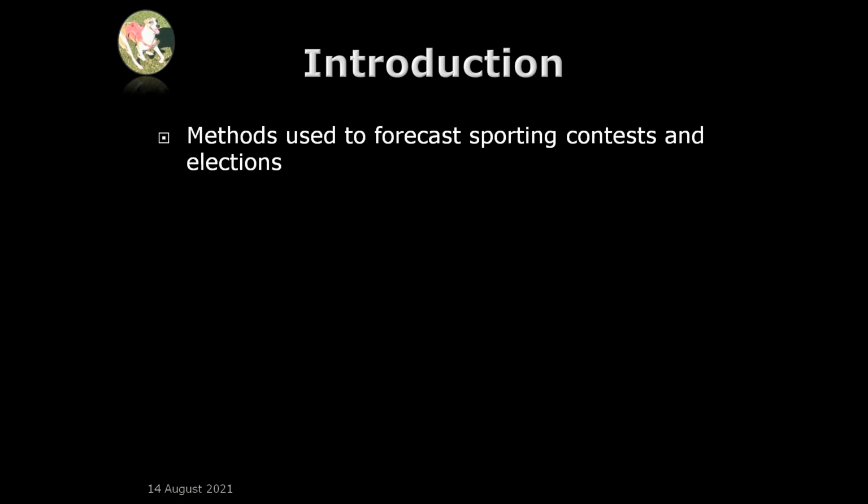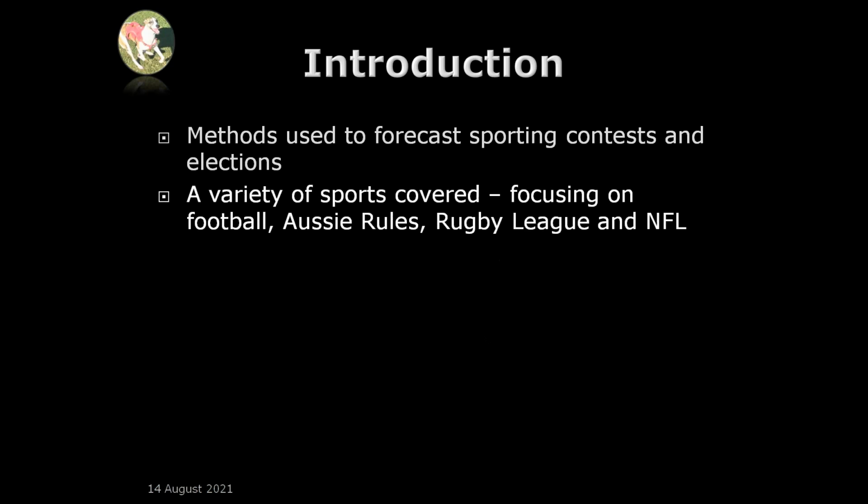So I'm going to be going through the methods that I use to forecast sporting events and also elections. The main sports that I look at are football or soccer, Aussie rules, rugby league and NFL. I also look at some basketball, cricket and tennis matches as well. There are four main techniques that I use.